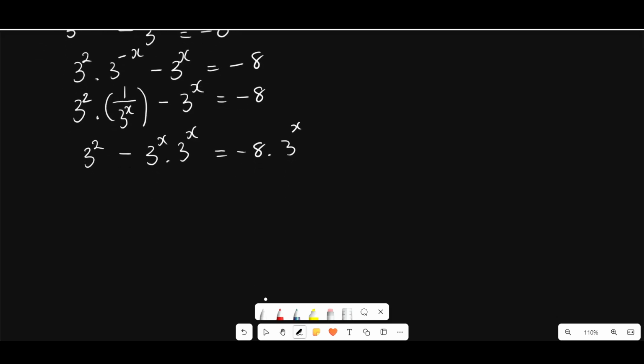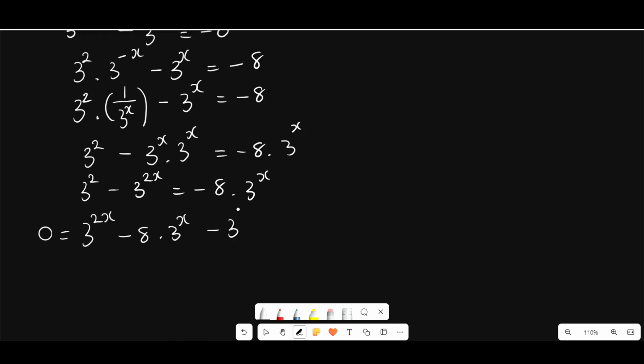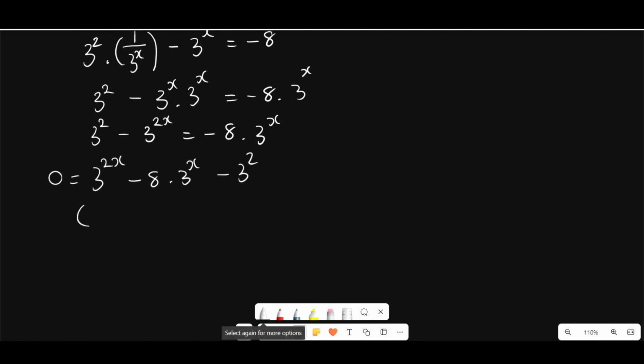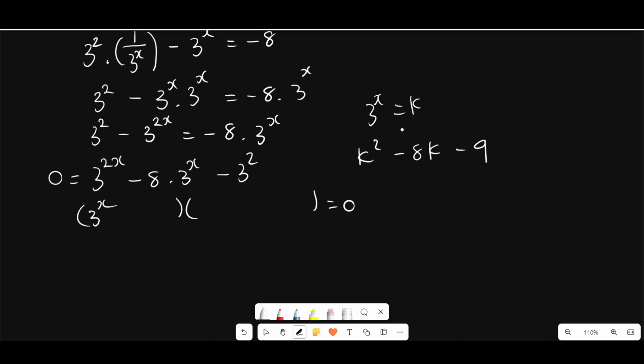Okay, so moving on, here you can see that we will have a quadratic equation, minus 2x, which is equal to 8 times 3x, right? Therefore I'll transpose everything to the right. Here I'll have 0, minus 8 times 3x, and then minus 3 squared. Simplifying this will lead us to, you can let 3x be equal to k if you wish. Therefore you have k squared minus 8k, and then minus 9, of course, right? Minus 9, yes.